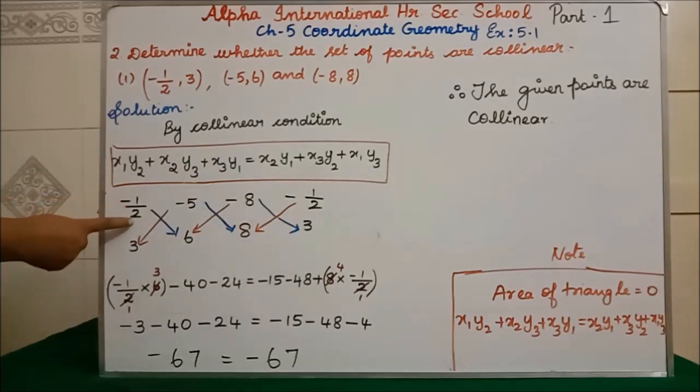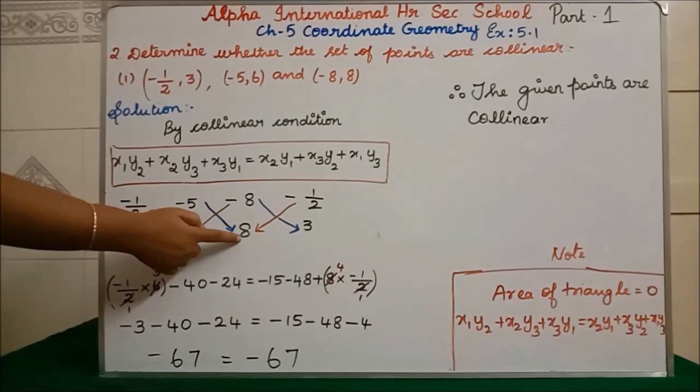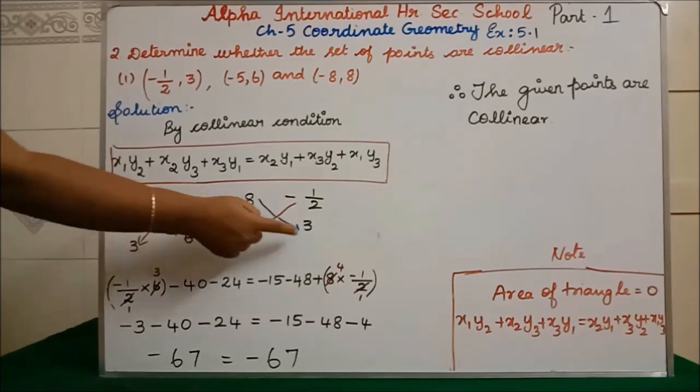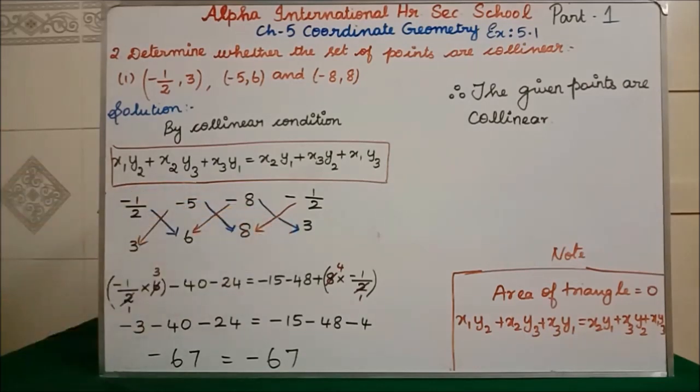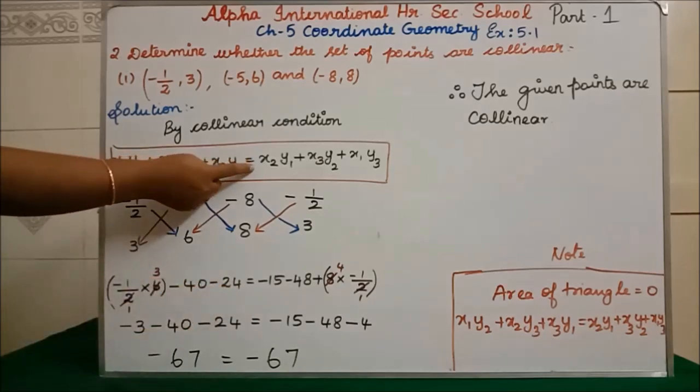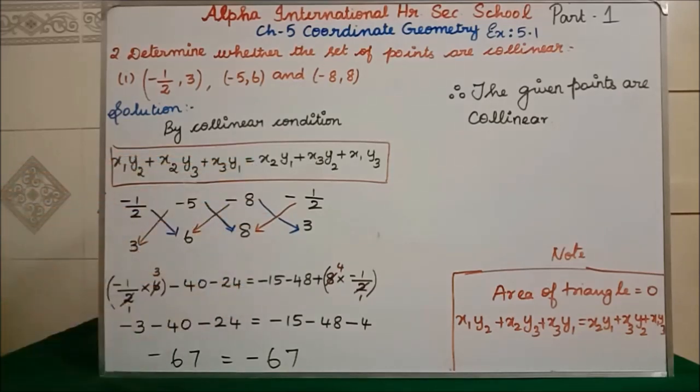You see only the blue arrow mark. See, minus 1 by 2 into 6. Okay, into 6 I have written. Next, minus 5 into 8. 8 5s are 40 and minus is there, so minus 40. Minus 8 into 3. 8 3s are 24. Since we are having minus, minus 24. In between we are having equal to, right, equal to.